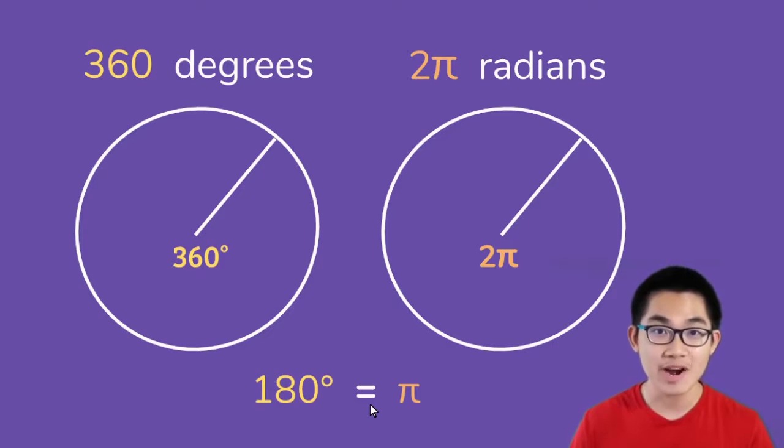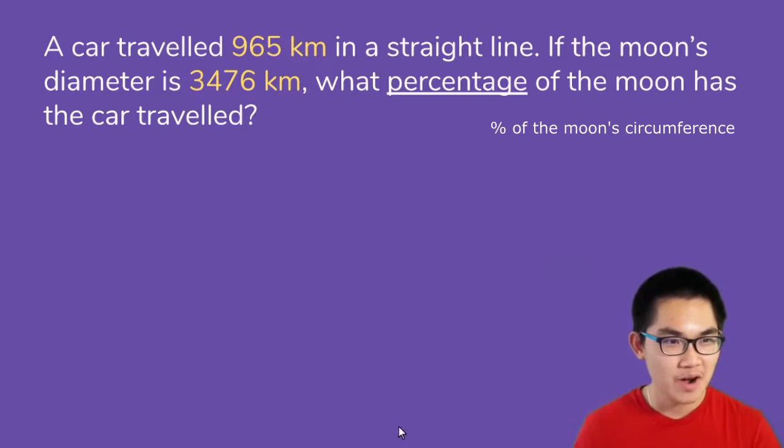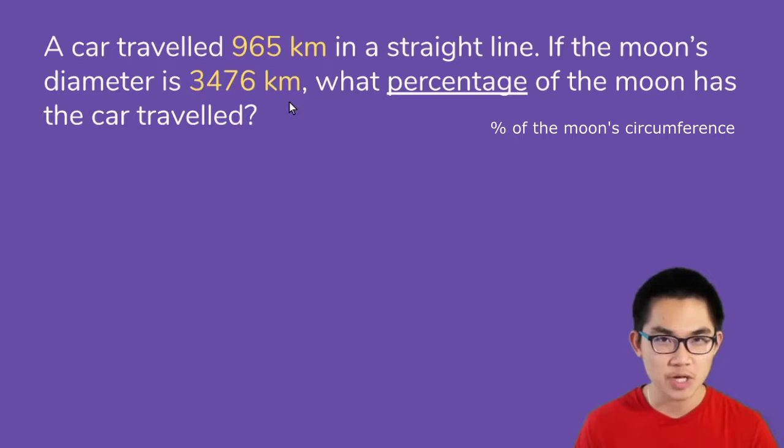And these numbers are extremely useful when we convert from radians to degrees, which is something that we did a few problems ago. Let's do one last problem. A car traveled 965 kilometers in a straight line. If the moon's diameter is 3,476 kilometers, what percentage of the moon has the car traveled?